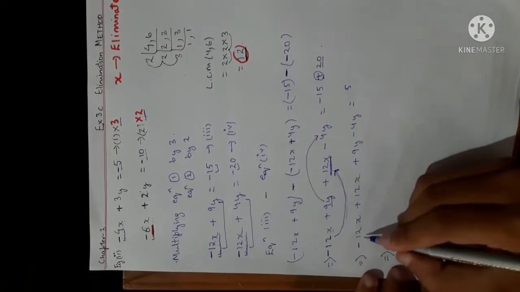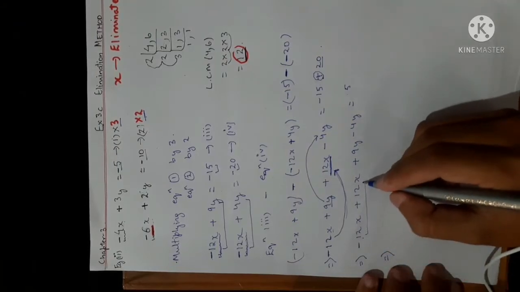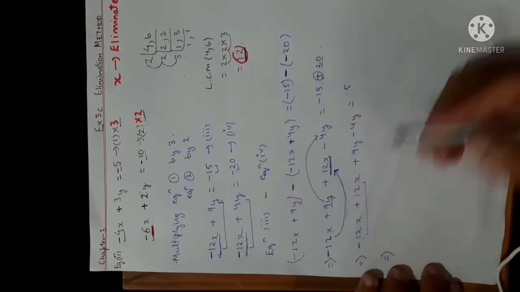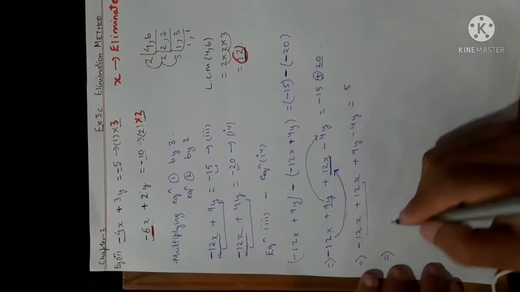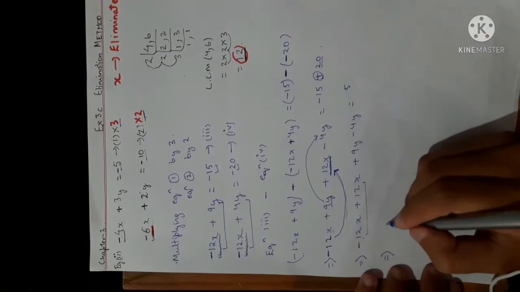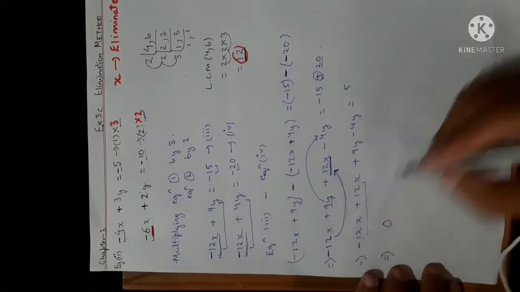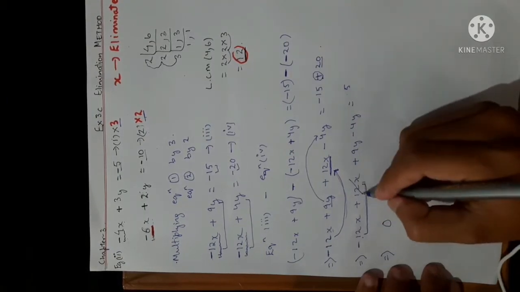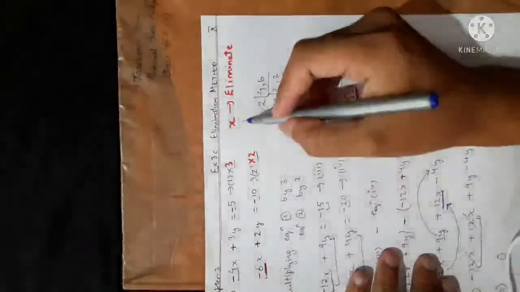Implies minus 12x with plus 12x. Minus plus, we have to minus. 12 minus 12 equal 0, isn't it? So this whole thing will be equal to 0. Hence, we have eliminated the terms containing x.